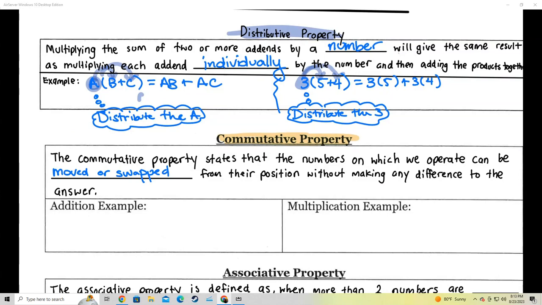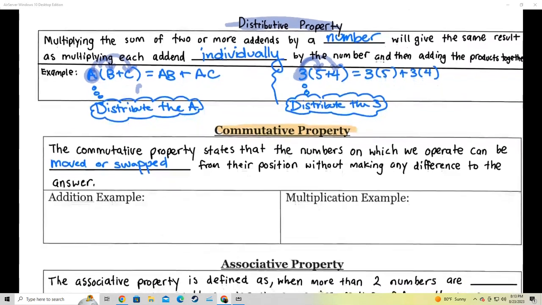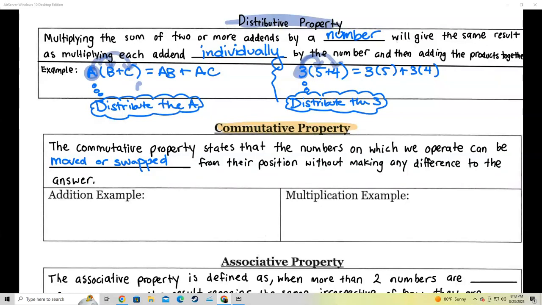From their position without making any difference to the answer. So again, just like last time, we're going to give you a general way of doing the problem. Then we're going to give you a really specific one. So let's go ahead and split this up. Let's give you the general form first.